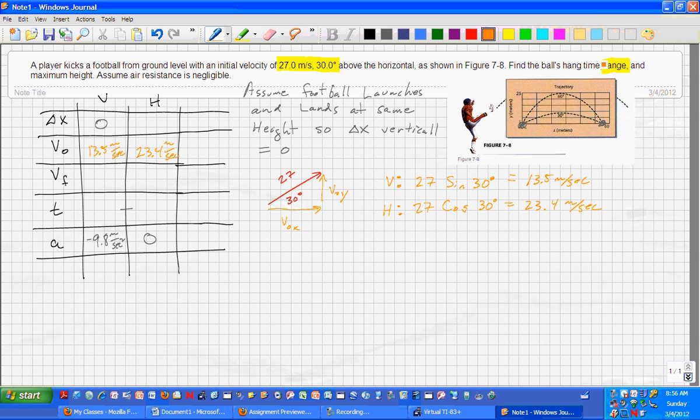All right, now we're ready to start looking for the range. The range is the horizontal change in position. So range is the same as change in position horizontally. So this is what we're looking for as far as range goes, right there. In order to do this, we're probably going to need time. So that's where this hang time comes into play. We can kill two birds with one stone here. Let's look for the hang time and the range.